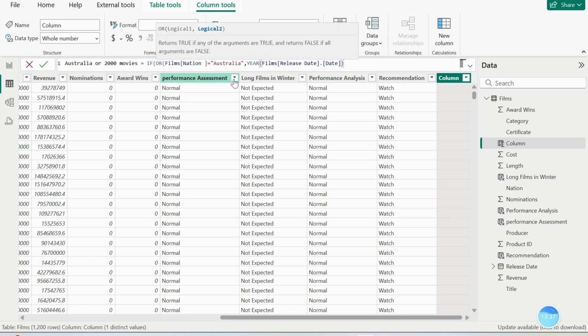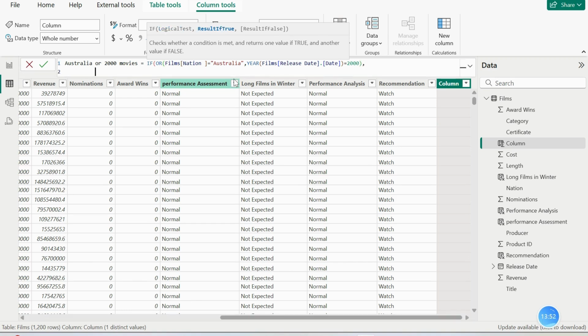Because the YEAR function is already finished here, we need to put the bracket, then that equals 2000. And the OR function is already finished here, we put another one. Okay, then that means meets our expectation. Expected. Not expected.